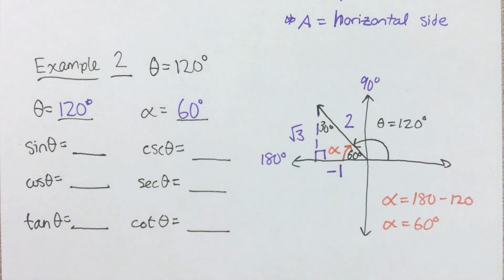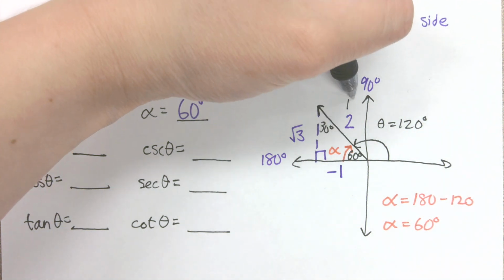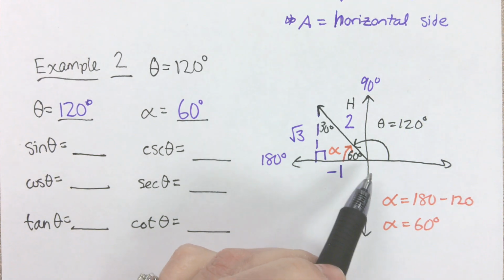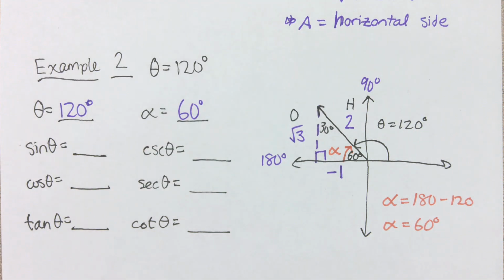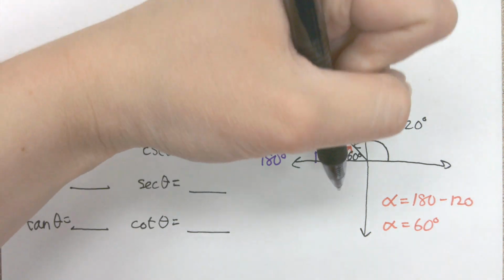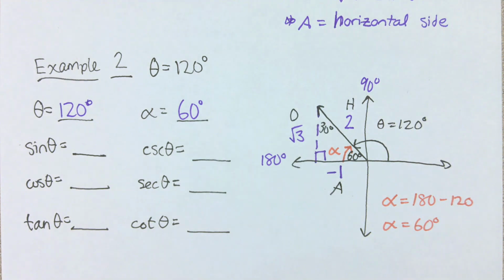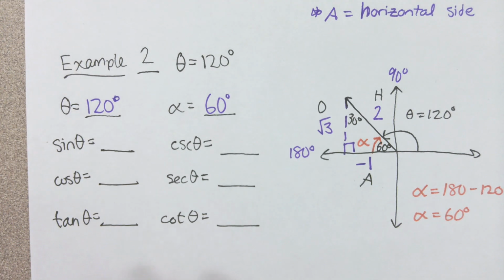All right, now I will label my sides HOA. H, across from the 90, is the 2. O is opposite the alpha. It's also on the vertical side, always. A is the negative 1, the adjacent. Now let's set up our trig functions.